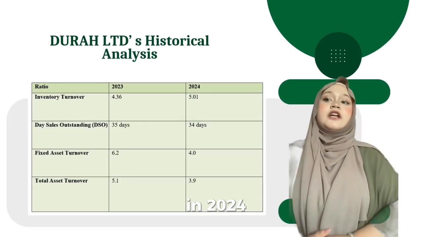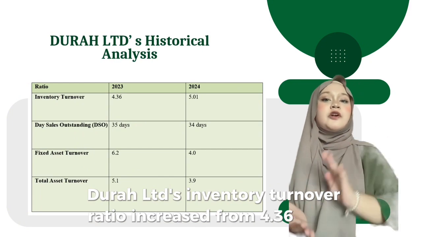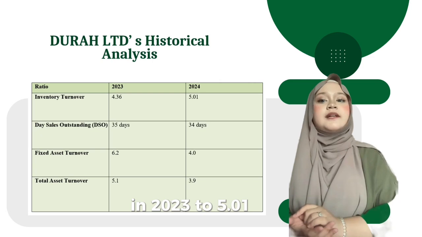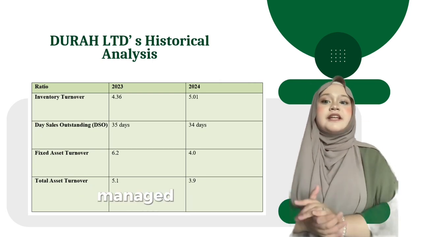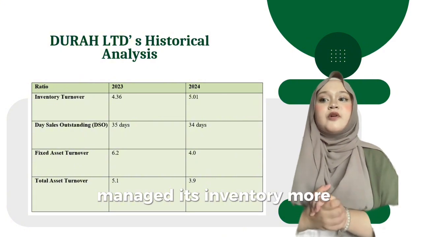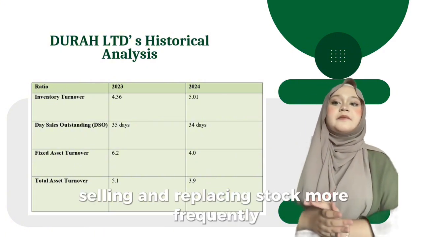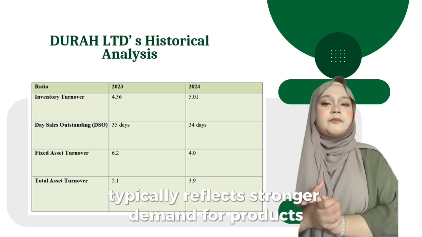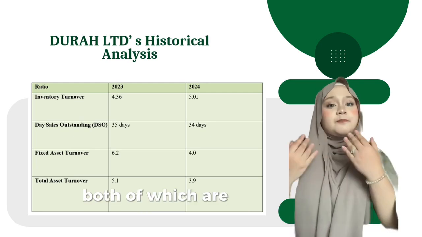In 2024, Durrah Limited's inventory turnover ratio increased from 4.36 times in 2023 to 5.01 times. This improvement indicates that the company managed its inventory more efficiently, selling and replacing stock more frequently. A higher inventory turnover typically reflects stronger demand for products or better stock control, both of which are positive signs for operational performance.